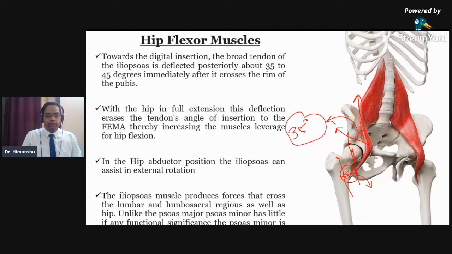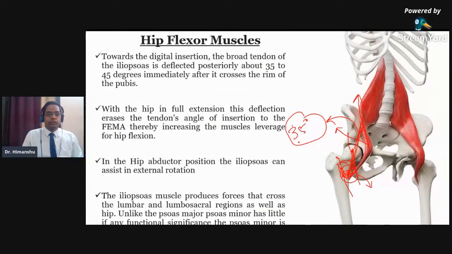If the deflection was not there, the muscle would have come like this. If the muscle came like this, we would not have any momentum. In that case, the iliopsoas muscle would not have been able to carry out hip flexion. Because of the deflection in the course of the iliopsoas muscle, it is able to develop some amount of momentum, and this momentum allows the muscle to efficiently flex the hip joint. Now let us see what this has to say.